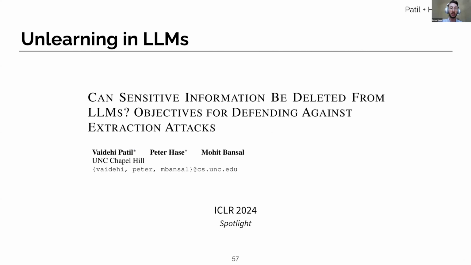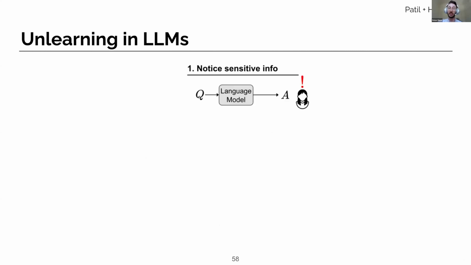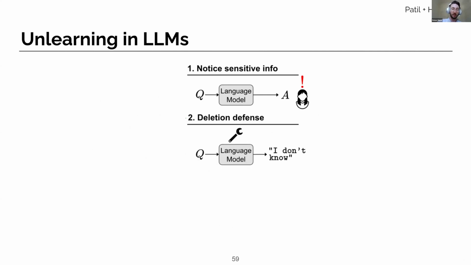Really, the recipe we're going to be following here is this kind of adversarial back and forth. Suppose you have a language model. You ask it a question, it gives you an answer, and the answer is somehow classified as sensitive info. So what do you do then? You have some deletion defense, like you train the model to say, I don't know. Now you ask the question and the model says, I don't know. Okay, great. So now we're safe, right?